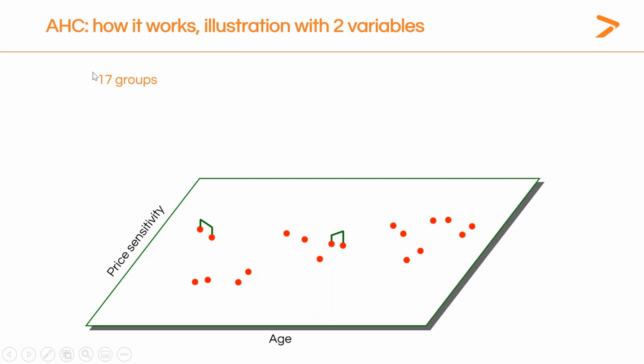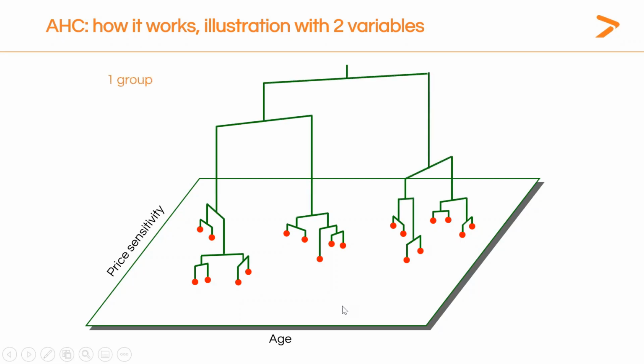So we move on with 17 groups. And third step, all the pairwise distances are computed once again, and the closest 2 groups are clustered together. And then we carry on like this until we reach one single group. And this structure is called a dendrogram.